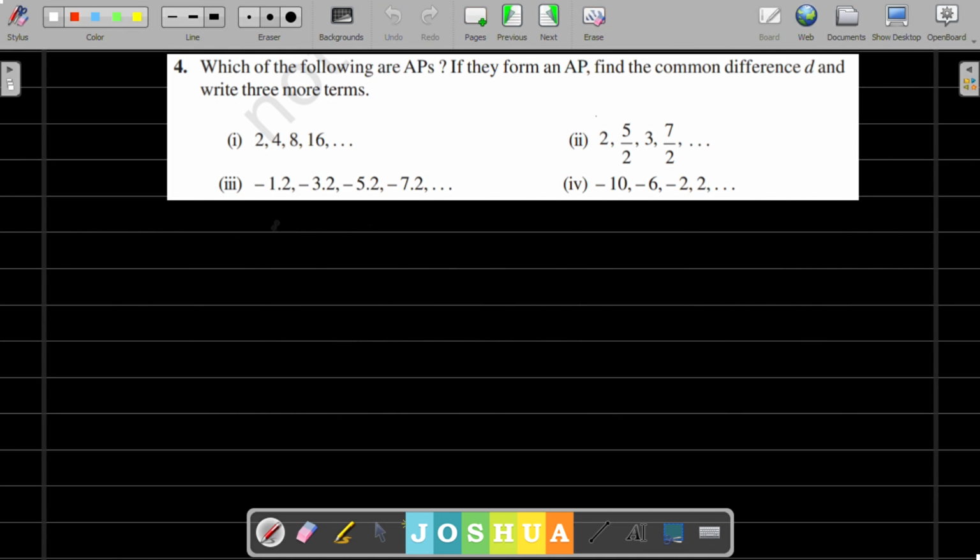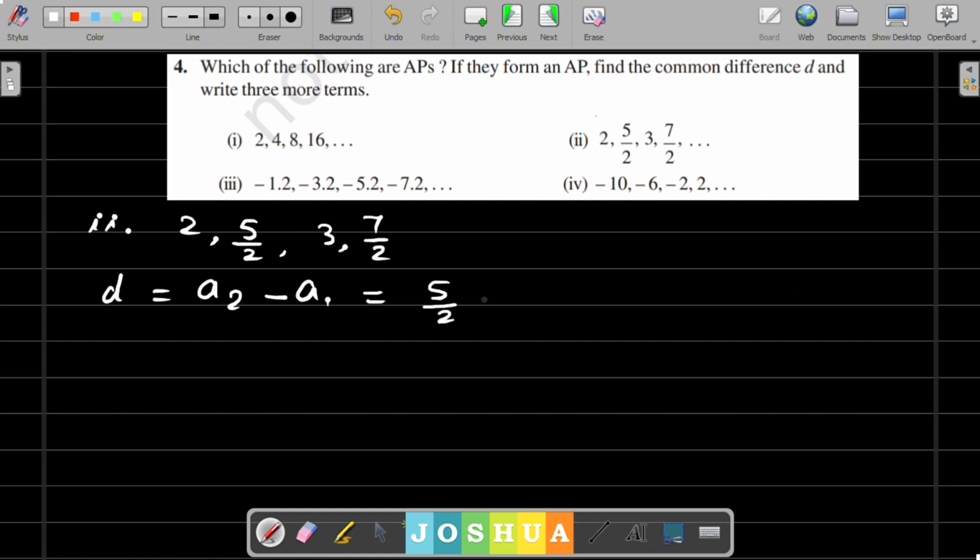Second question. 2, 5 upon 2, 3, 7 upon 2. I'm going to find the difference here. D is equal to the second term, that is A2 minus A1. The second term is 5 upon 2, the first term is 2, and keep the common denominator 2 here. 5 minus 4, that is equal to 1 by 2.